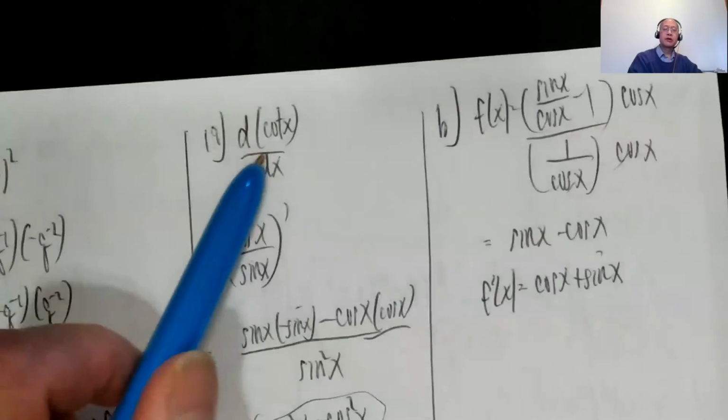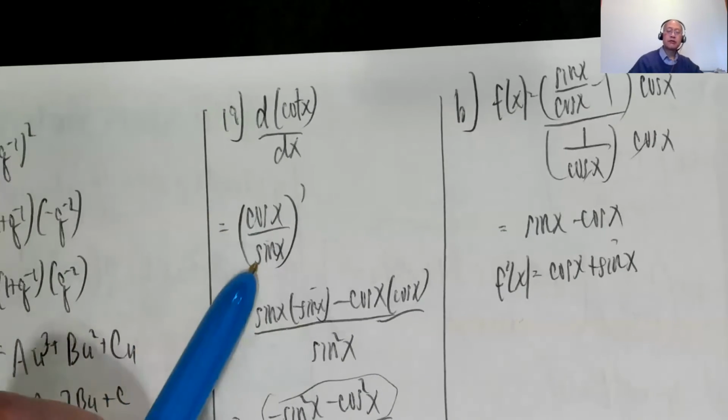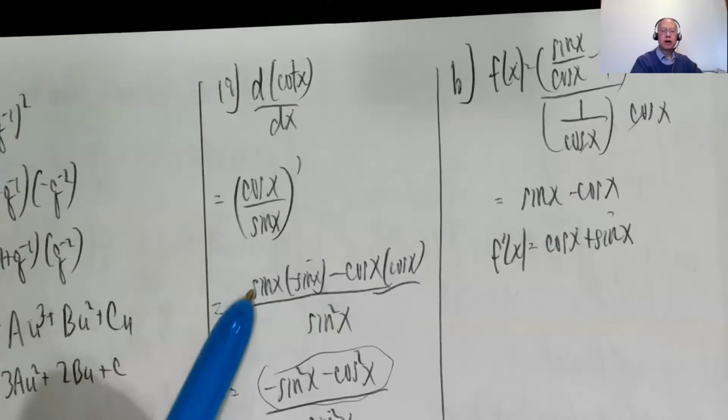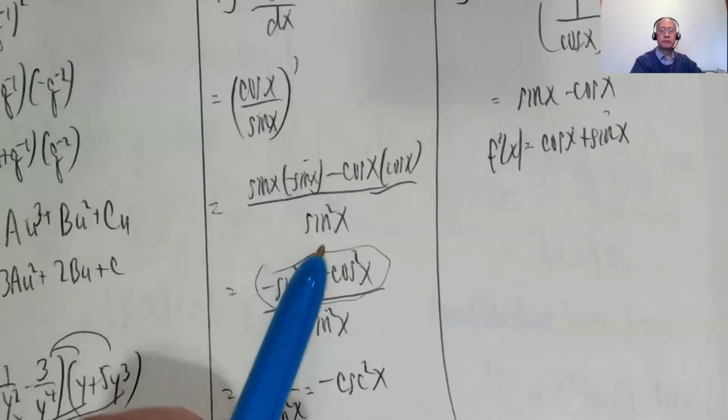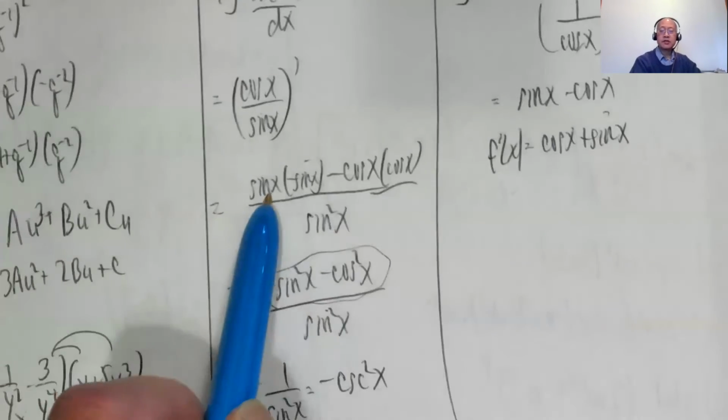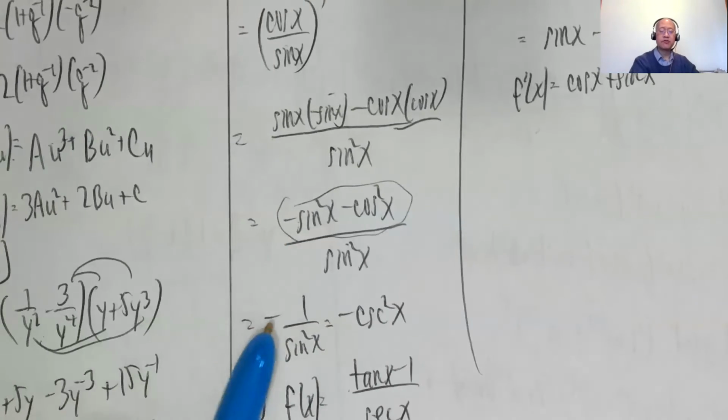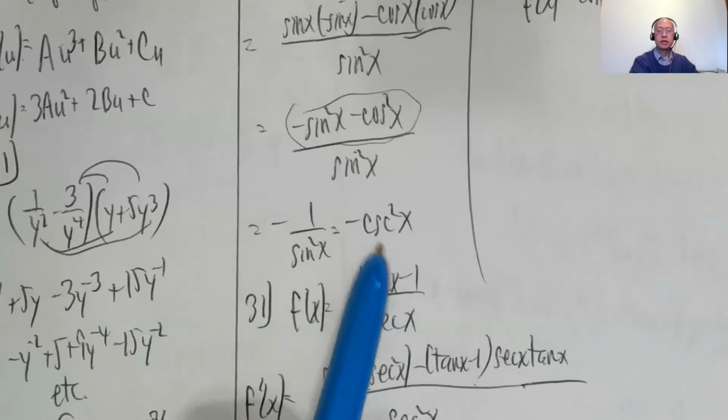Okay, 19, the derivative of cotangent. Think of it as cosine over sine, prime. So bottom times derivative of the top minus top times derivative of the bottom, all over the bottom squared. This is negative sine squared minus cosine squared. That's -1 over sine squared, or negative cosecant squared x.